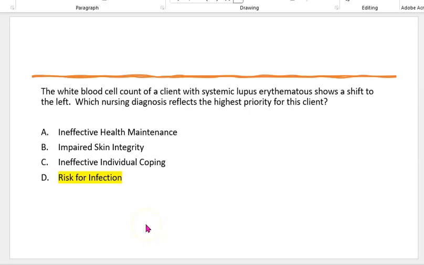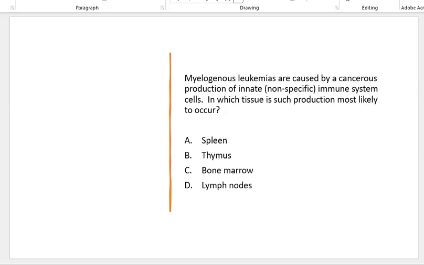Risk for infection. So we said it shows a shift to the left. Make sure you go back and look over what I said was effective when we're looking at the white blood cell count and there's a shift to the left. What's happening here to cause that? The bone marrow.